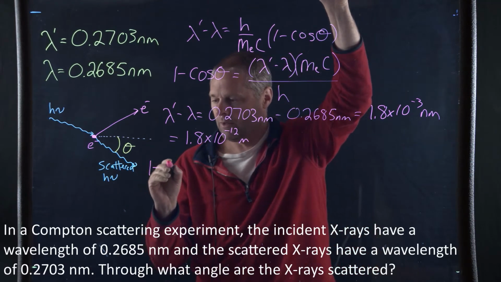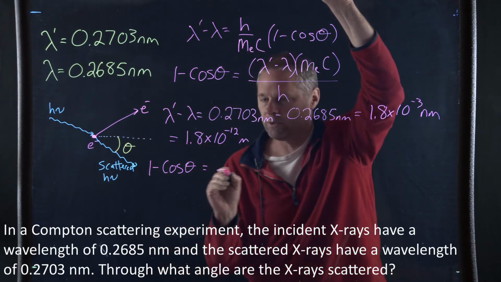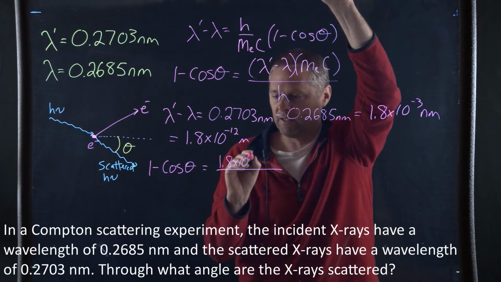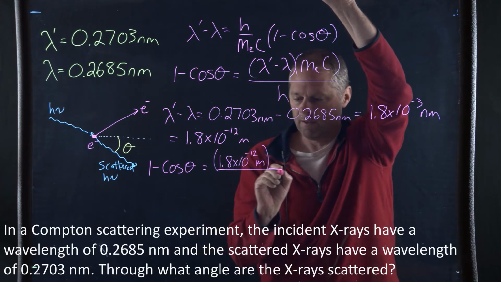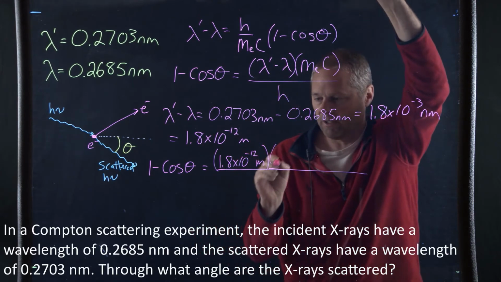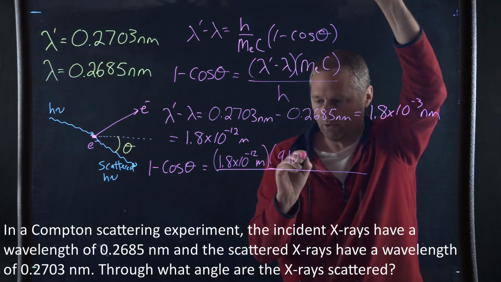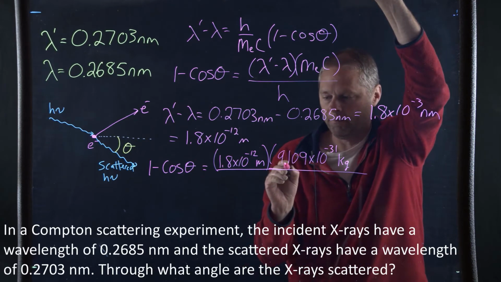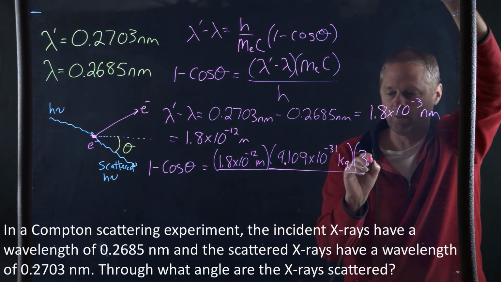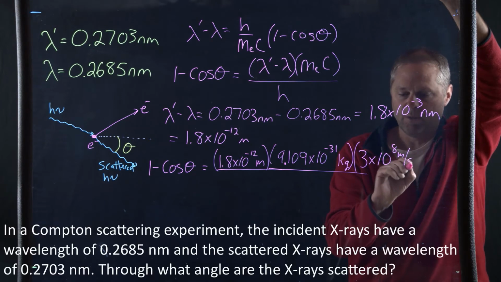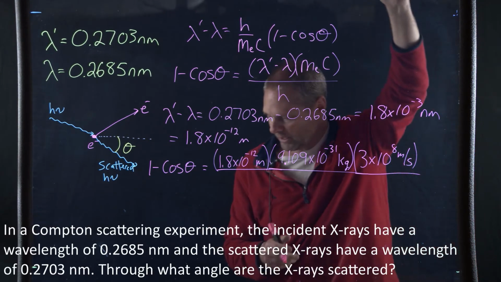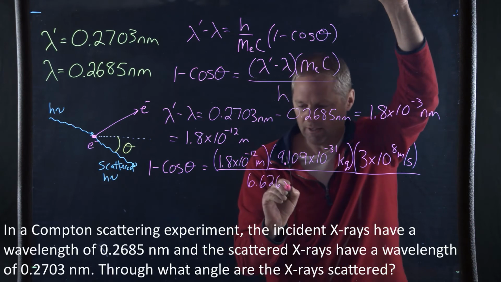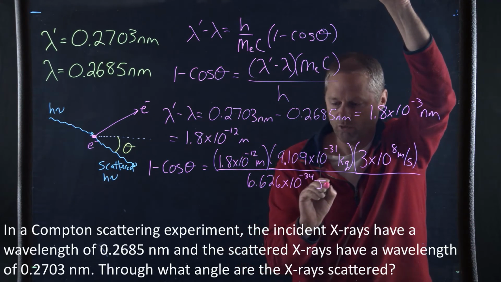Therefore, 1 minus cosine theta is equal to, we can now put in our change in wavelength, which is 1.8 times 10 to the negative 12 meter, times the mass of an electron, which is 9.109 times 10 to the negative 31st kilogram, times the speed of light, which is 3 times 10 to the 8th meters per second, divided by Planck's constant, which is 6.626 times 10 to the negative 34 joule second.